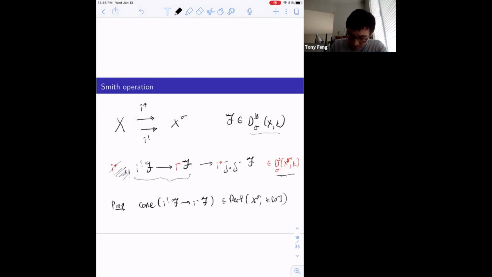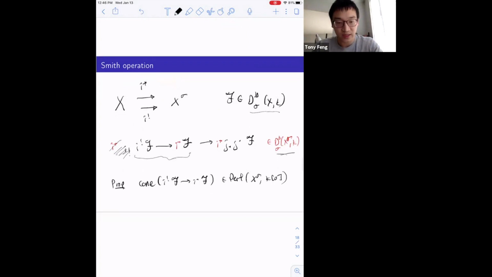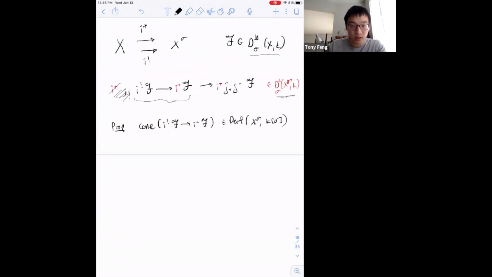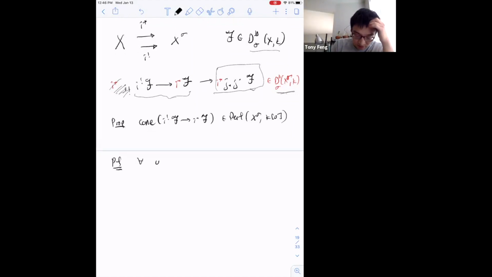And so in particular, that means that the map becomes an isomorphism in the Tate category. Yeah, so we already kind of know what the cone is. It's given by this thing. So we basically want to say that this thing is a perfect complex. And so we want, for all fixed points y, this stalk to be perfect.